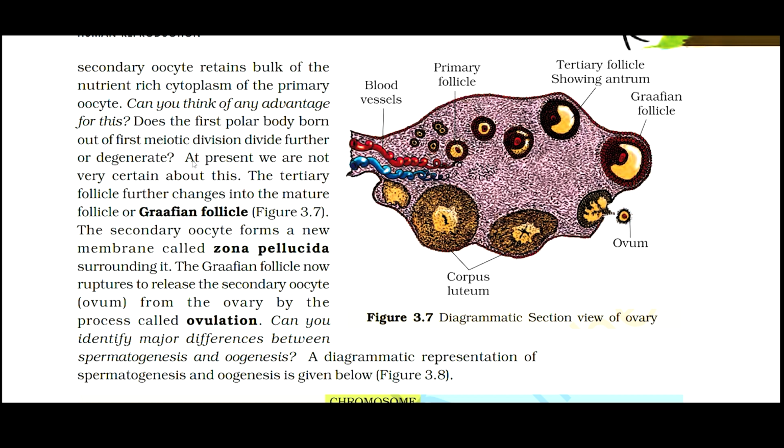The tertiary follicle further changes into the mature follicle or Graafian follicle, which is given in figure 3.7. The secondary oocyte forms a new membrane called zona pellucida surrounding it. The Graafian follicle now ruptures to release the secondary oocyte, which is the ovum, from the ovary by the process called ovulation. Can you identify major differences between spermatogenesis and oogenesis? A diagrammatic representation of spermatogenesis and oogenesis is given below, which is given in figure 3.8.